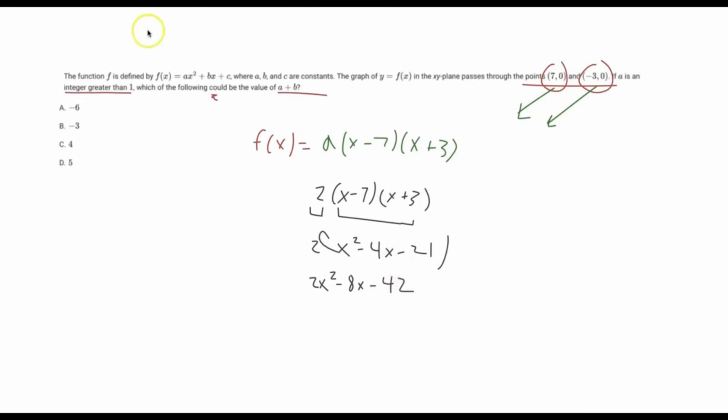Right, there we go. So it says, which of the following could be a value of a plus b? Well, which ones are the a value and the b value, right here. So our a value is positive 2, and our b value is negative 8. If we add those together, positive 2 plus negative 8 is just 2 minus 8. That's going to give us the answer choice of A.